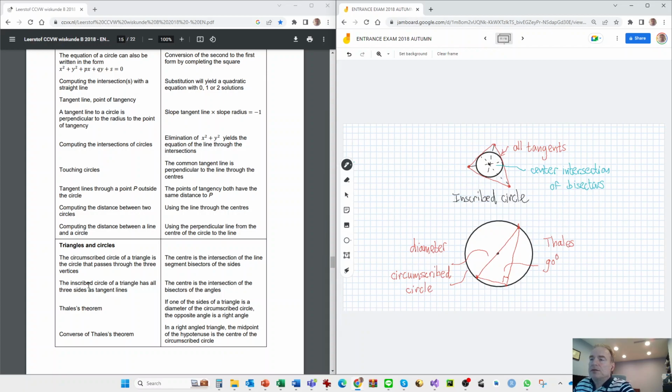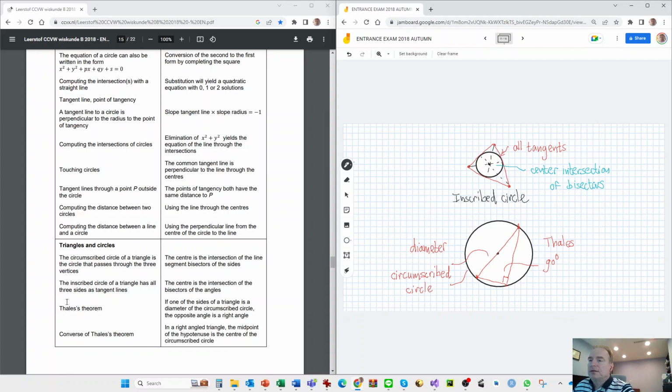Then the inscribed circle of a triangle has all 3 sides as tangent lines. So here I have an arbitrary triangle and the inscribed circle. Then this center point is actually the intersection of the angle bisectors. So bisectors of the angles. So different from the center of the circumscribed circle, where we're talking about line segment bisectors.